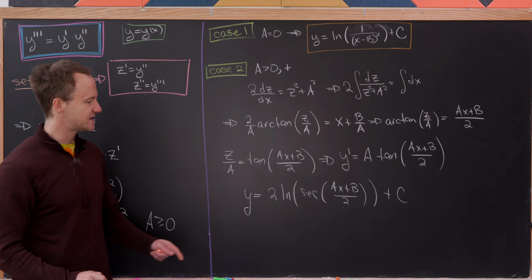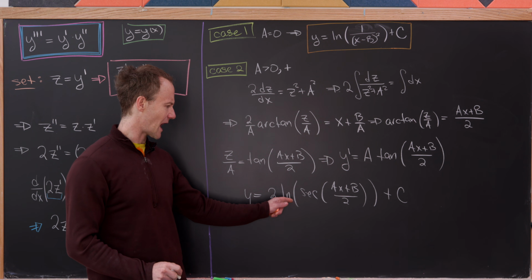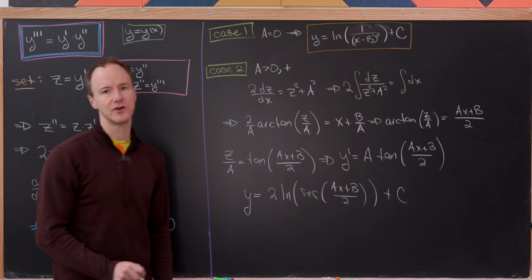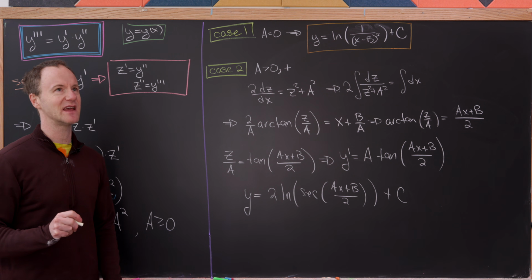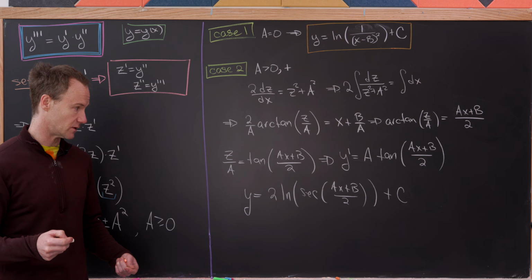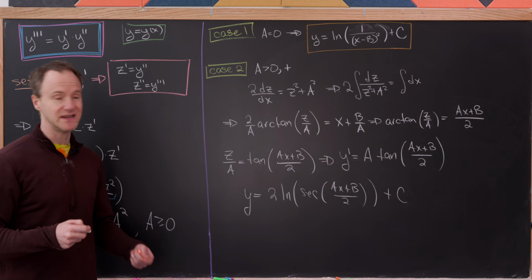And I guess I should say that technically perhaps we should have absolute value in here, but I'm kind of playing it fast and loose with that. Let's just say that we're working on an interval where the secant is positive.